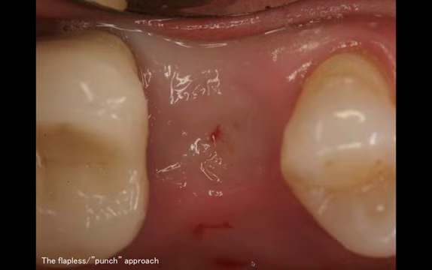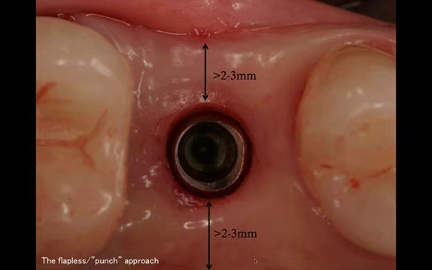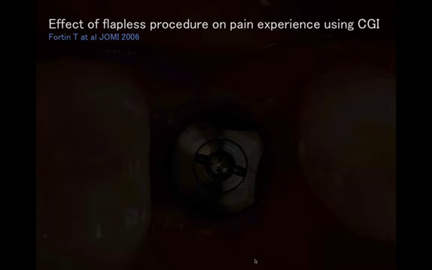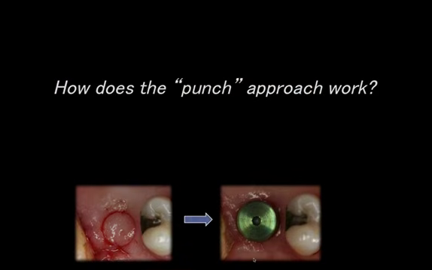But let's take a more realistic scenario. If you have those 2 to 3 millimeters, you can very carefully place your implant in the ideal surgical and restorative position. And if you follow this criteria and have enough tissue quantity and quality, your healing from a soft tissue perspective is going to be very good. So when we talk about flapless implant positioning, your patients will have less intense pain and also for shorter periods of time. So there are definitely advantages when you choose a punch access.